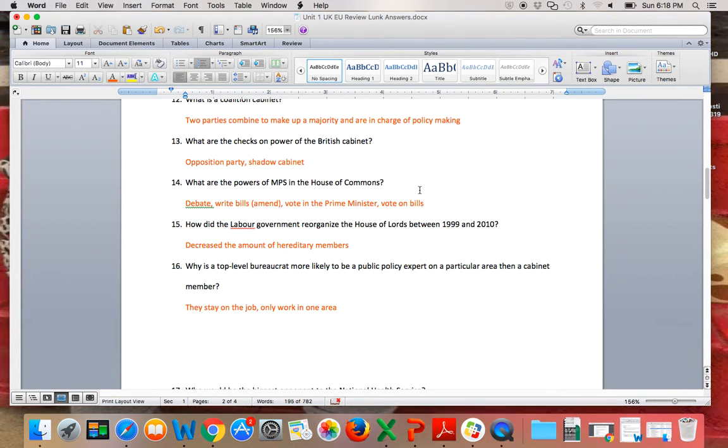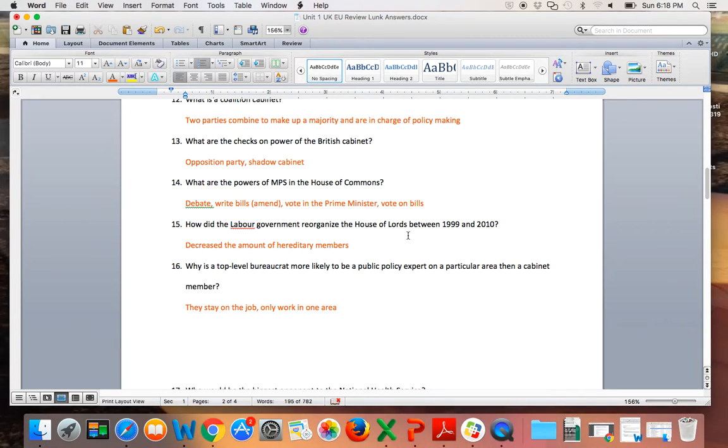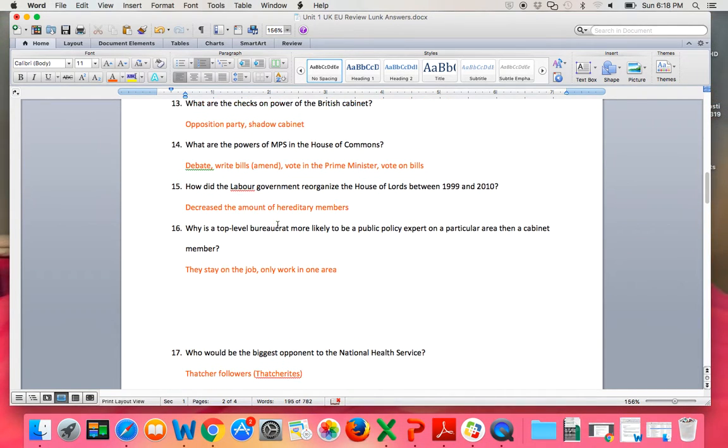MPs, members of Parliament in the House of Commons, debate, write bills, amend bills, vote in the Prime Minister of the majority party, and vote on bills. The Labour Party, when they were in charge between 1999 and 2010, decided to reorganize the House of Lords, and the biggest thing they wanted to get done was to decrease the number of hereditary members.